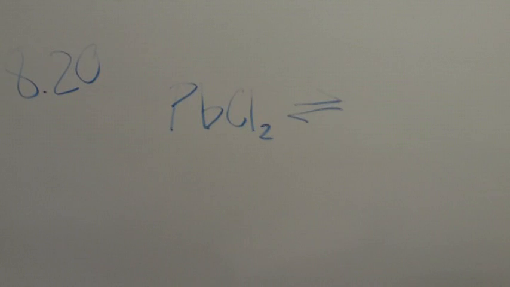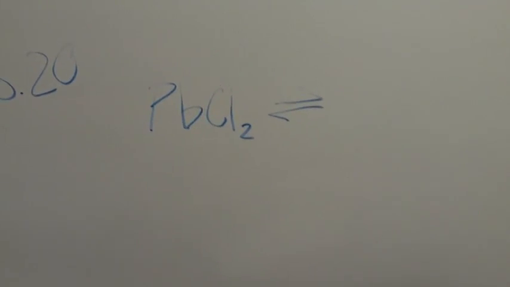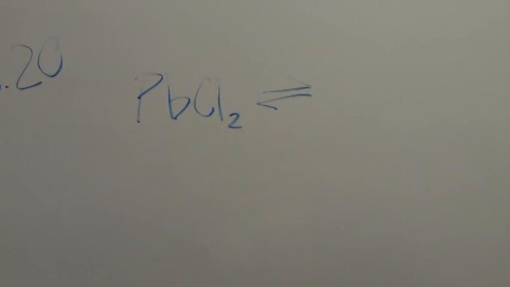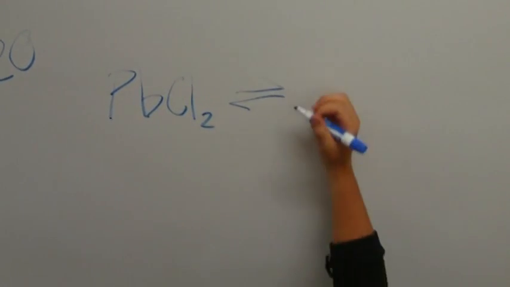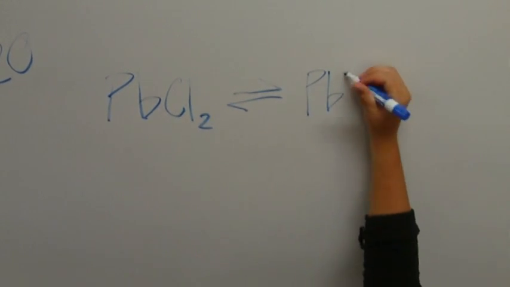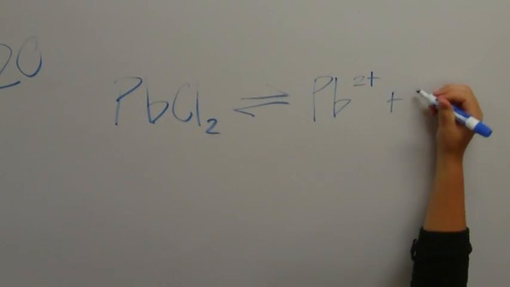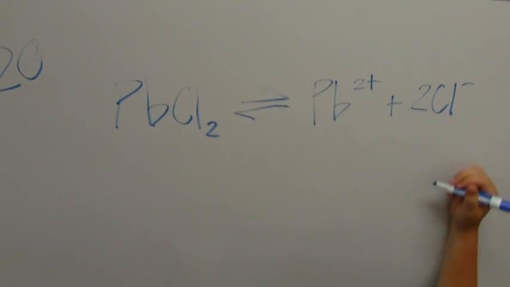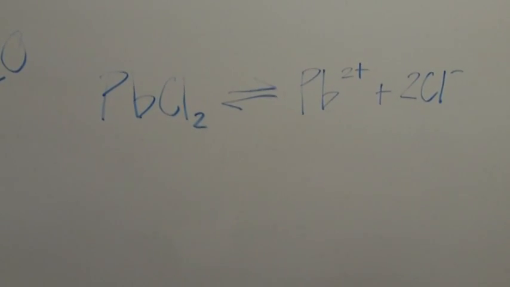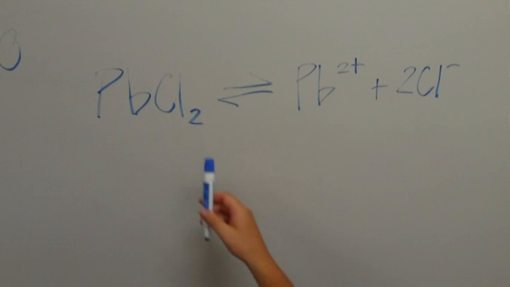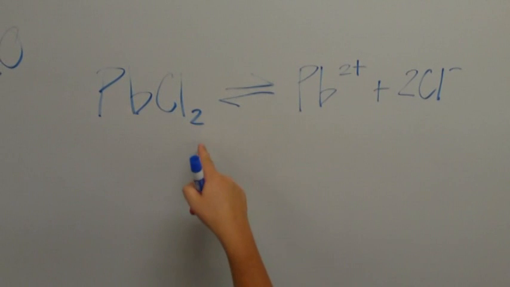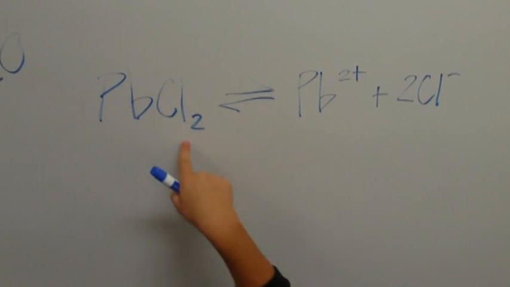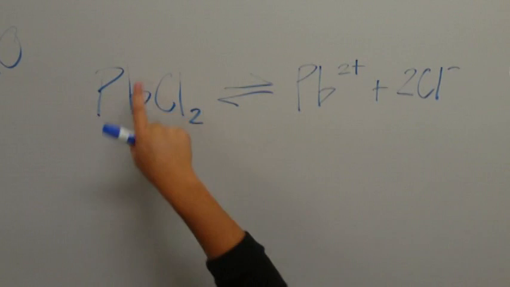Right now what we're going to do is write out the equation when it dissolves in water. So that is just Pb2+ and 2Cl-. And again, Jacqueline went over this in the problem before, but we know that these subscripts just switch over.